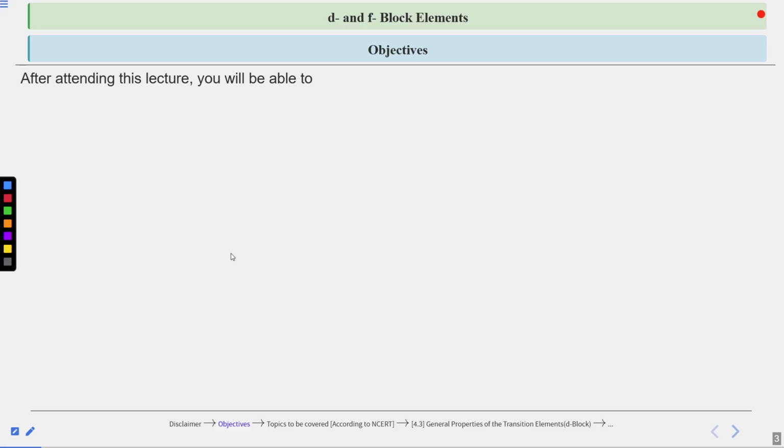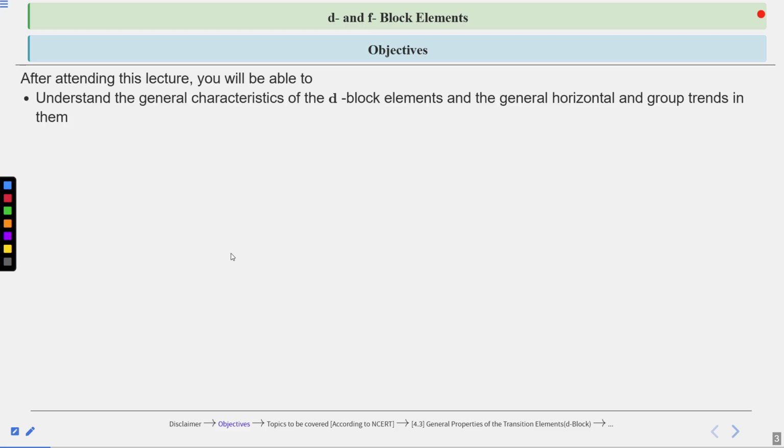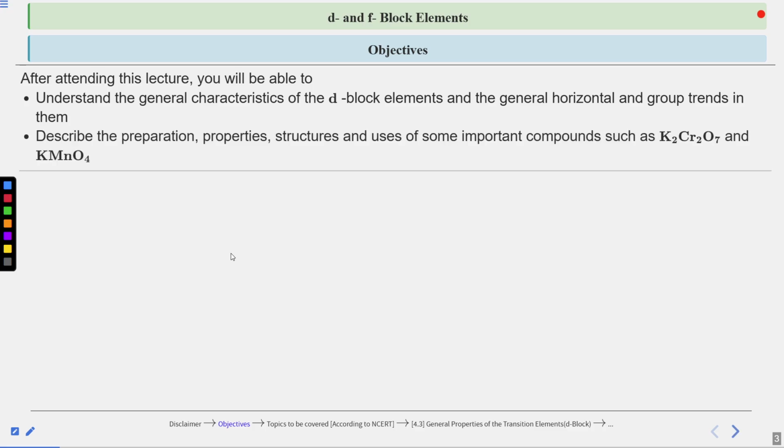So today's objective. After attending this lecture, you will be able to understand the general characteristics of D block elements and the general horizontal and group trends in them. Also, you will be able to describe the preparation, properties, structures and uses of some important compounds such as K2Cr2O7 and KMnO4.